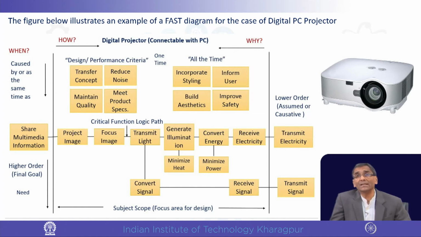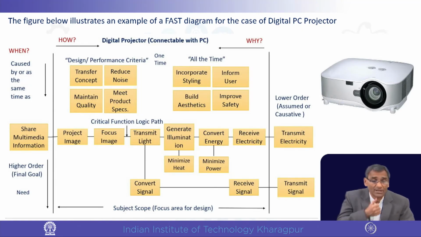If we similarly question back through this, why transmit electricity? Because the electricity is to be received by the system. Why is it required? It has to convert the energy to generate illumination, then it generates illumination, and then that illumination transmits light, and that light helps to focus the image. Why is the focusing necessary? It is to project the image. Why is the light necessary? The focusing is necessary.